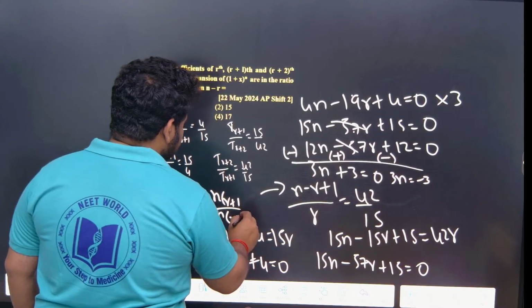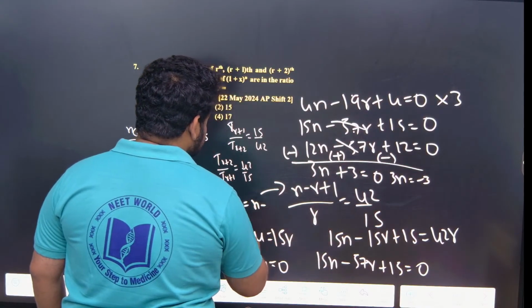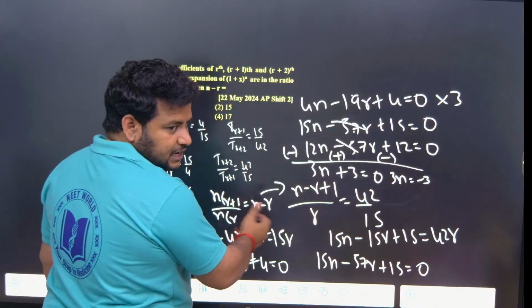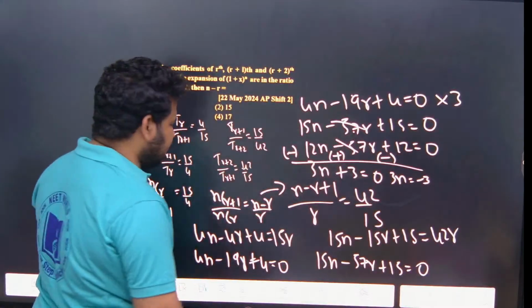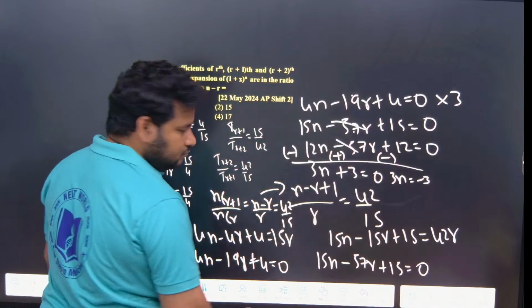Now it will be what? What can we write it as? n minus r plus 1. Instead of that, what should I write? n minus r, that's all. When n minus r plus 1 comes, it will be n minus r by r. Correct? n minus r by r is equal to what? 42 by 15. r means r plus 1.